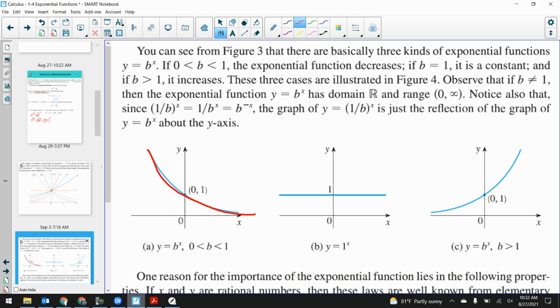Notice that 1 over b to the x is equal to b to the negative x. The graph of 1 over b to the x is just a reflection of the graph of y equals b to the x about the y-axis.